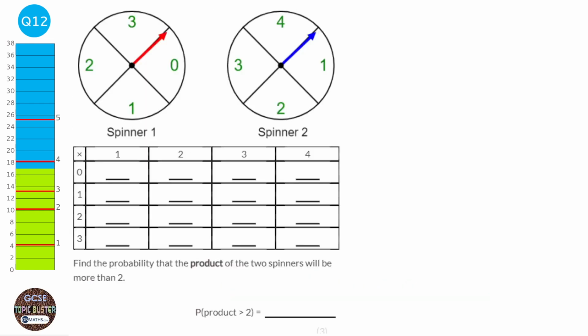So we're going to start off by filling out this table. So 0 times 1, 0 times 2, 0 times 3, 1 times those, 2 times those, and 3 times those. And we're looking for the probability that the product, which just means that when we times them together, will be more than 2. So which of these are more than 2? Let's circle all the ones that are more than 2.